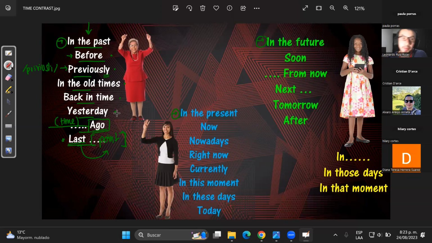¿Listo? Ready? Y el ago siempre va de último y el last va antes de... Very good, Diana. The ago siempre va al final después de la cantidad de tiempo, mientras que last va antes de mencionar el punto específico. ¿Listo? Last weekend, so on.